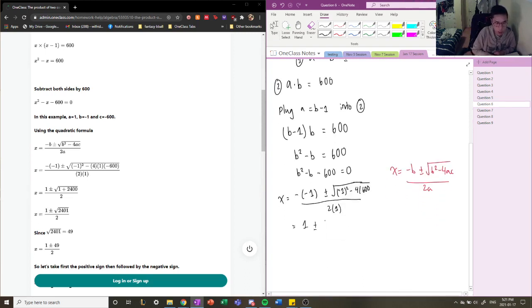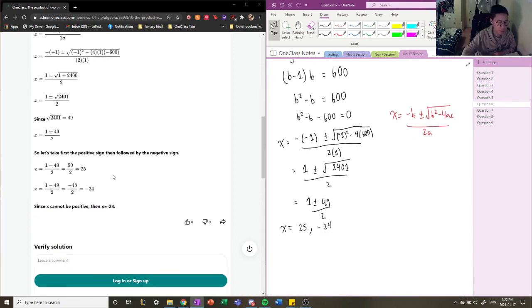Okay, so this is equal to 1 plus or minus the square root of 1 plus 4 times 600, which is 2400, and that would equal 2401, divided by 2. Okay, so it so happened that 2401 is actually a perfect square, and the square root is 49. So it's going to be 1 plus or minus 49 divided by 2, and x is equal to, in this case, 25 or negative 24.